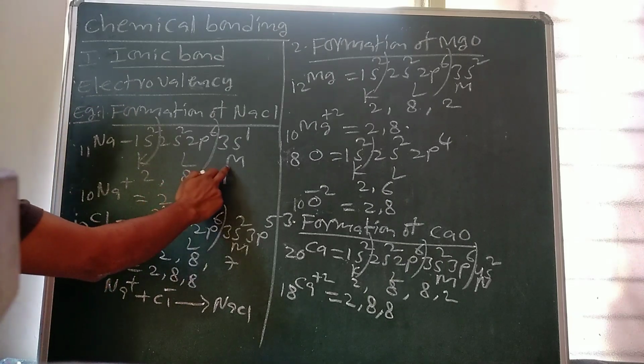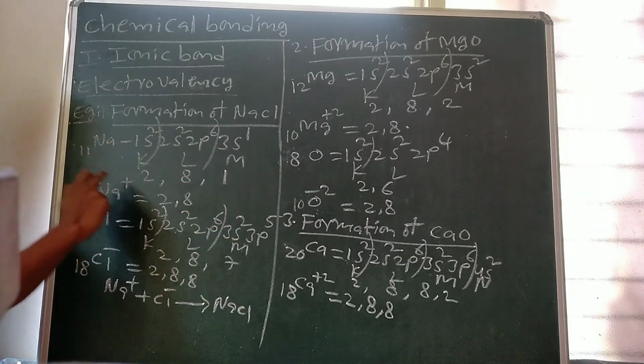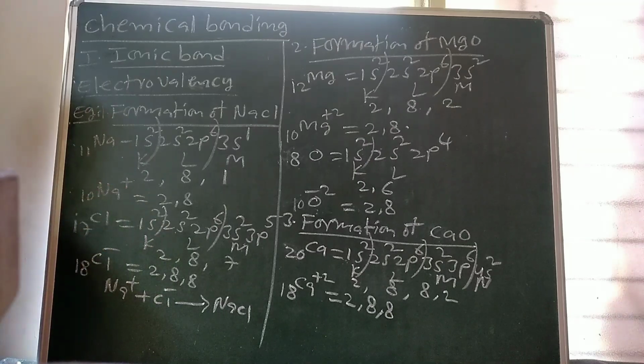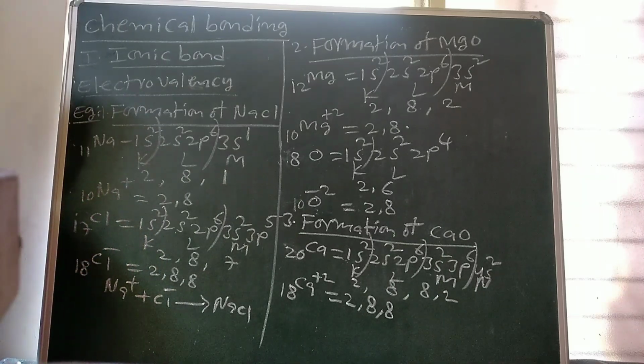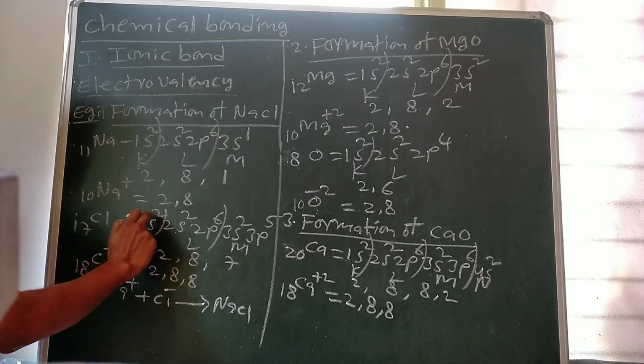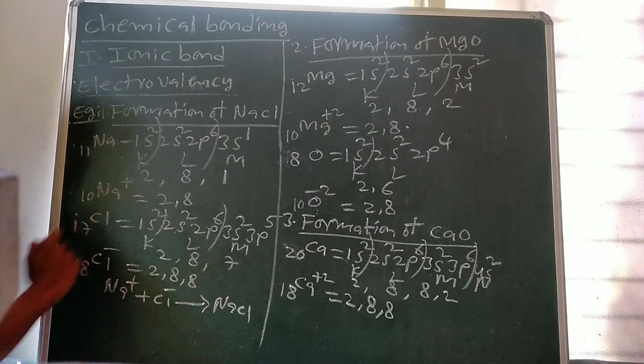So this 1 electron is lost to get an octet configuration. Losing of electrons gives a positive charge. So sodium loses 1 electron to form Na plus. The Na plus ion consists of 10 electrons. So the numerical electronic configuration of sodium plus ion is 2 and 8.